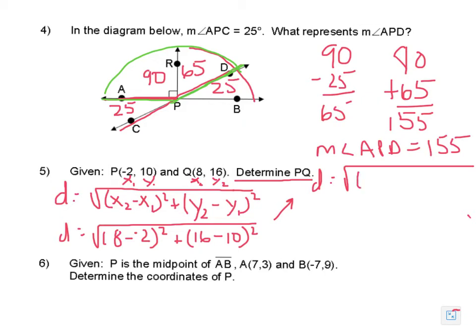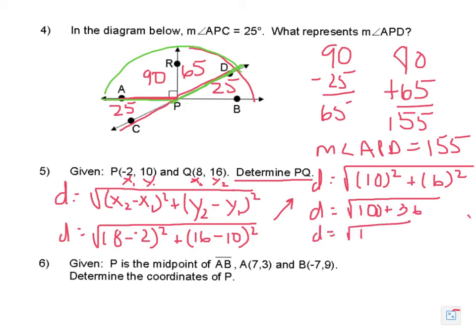In the first parenthesis, 8 minus negative 2 is 8 plus 2, so that's 10 squared. Plus 16 minus 10 is 6, quantity squared. So distance equals the square root of 100 plus 36. So distance equals the square root of 136, which equals 11.7.